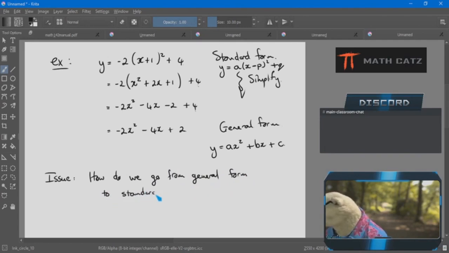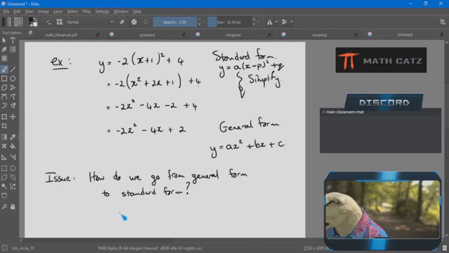Standard form is nice, right? I see the transformations. If I have it in standard form, I can see my chain of transformations, I can manipulate the graph, everything is super nice. But if I'm given a quadratic function in this general form, how do I sort of reverse this simplification to get back to the standard form? That is the issue now, and really the only issue that remains. How do we do that?